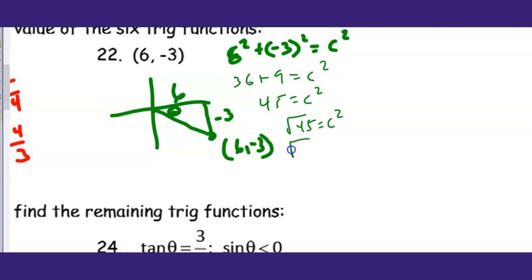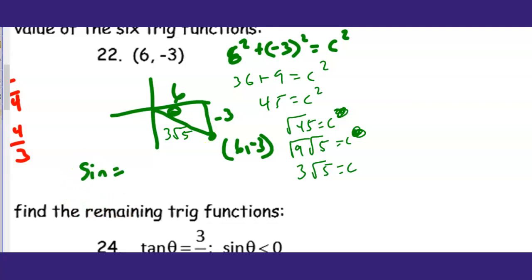You have the square root of 45. Well, I'm going to rationalize this. All right, if you remember, that's 9 times 5. Square root of 9, oh, I'm sorry, it's not c squared anymore. I took the square root. That's 3 radical 5. So 3 radical 5 is my hypotenuse. Don't put a decimal here, guys. You're going to lose points.